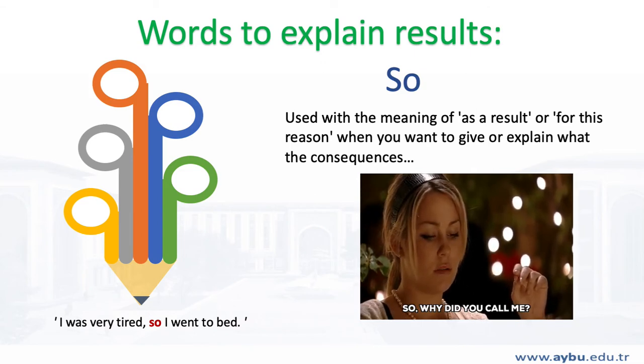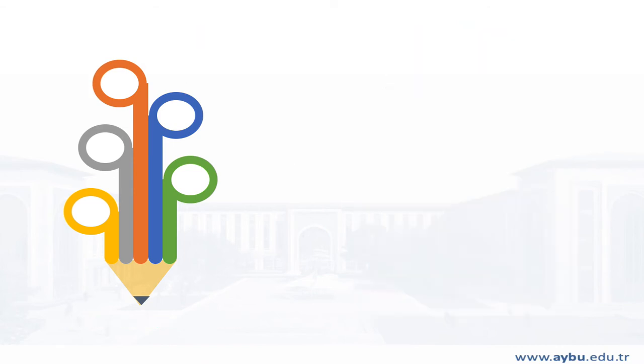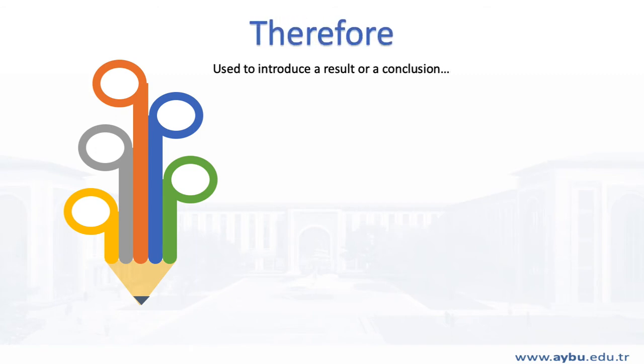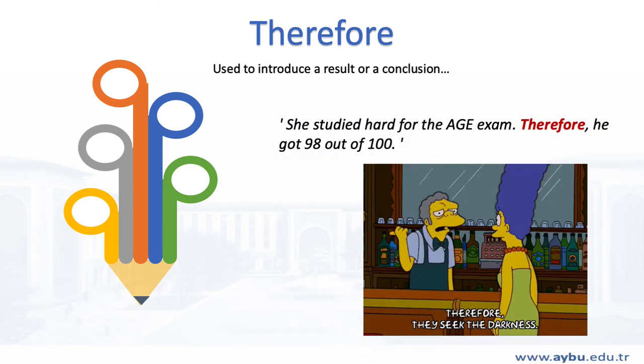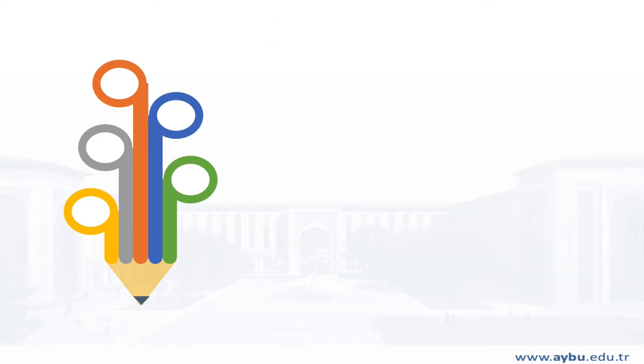Now, let's look at what kind of things we can use rather than so. The first one is therefore. You can use it to introduce a result or a conclusion. It normally starts a new sentence like this. You can use it after the full stop. She studied hard for the AGE exam, full stop. Therefore, comma, he got 98 out of 100. The next one is thus.